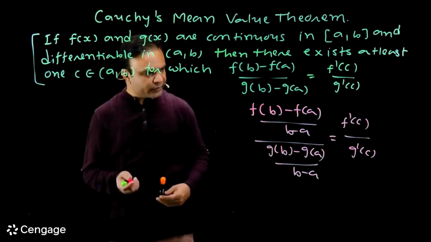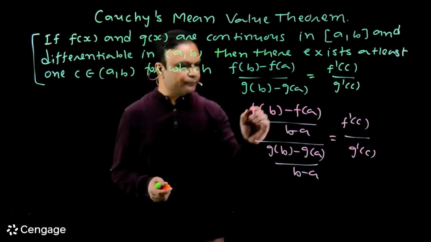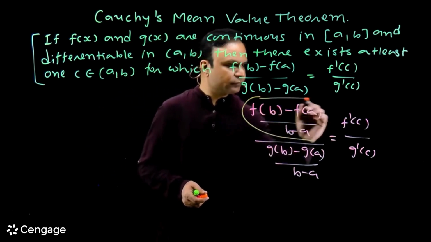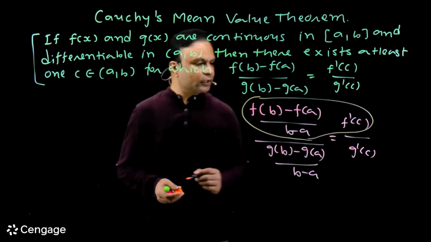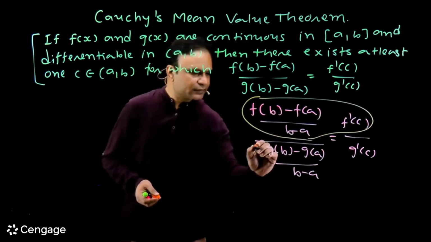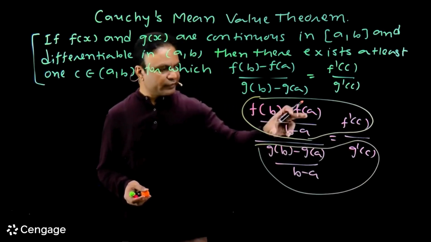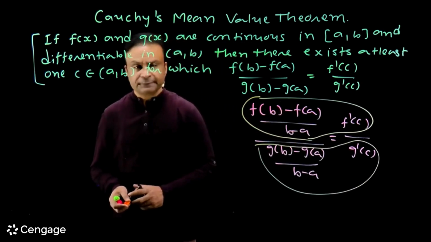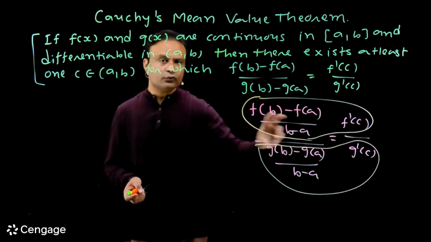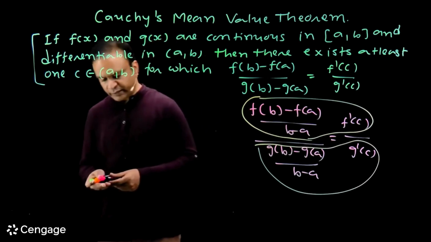Now the argument students put is that this is a mean value theorem statement for function f(x), and this is the mean value theorem statement for function g(x). So we are actually dividing these two statements, but this is not true always. Let's see on the graph.